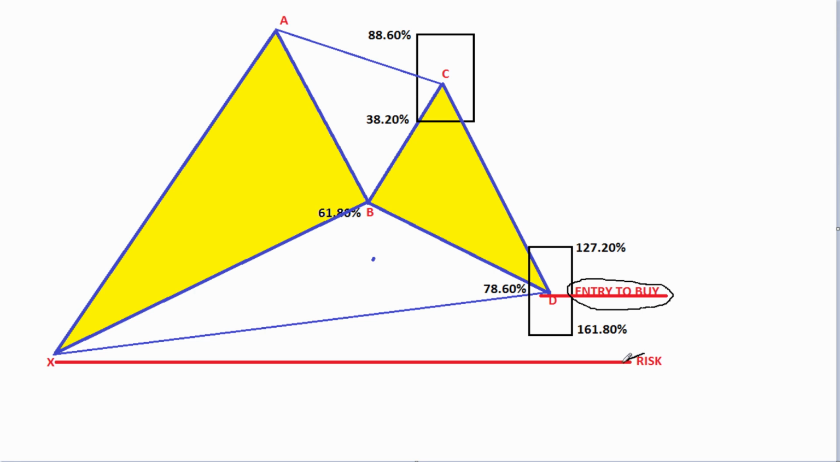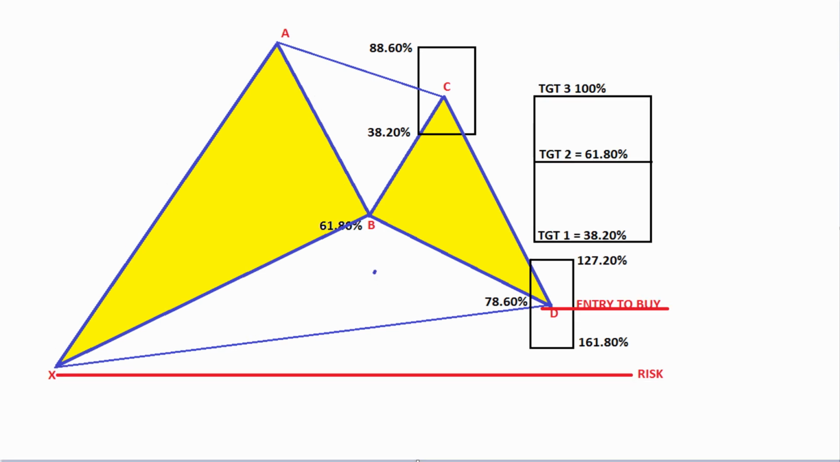And your risk is right below the X point, or 103%. So which means that X is the low, A is the high, 100%. If it was to retrace all the way down, it would retrace 103%. That would be your risk point. So entry point and risk point.